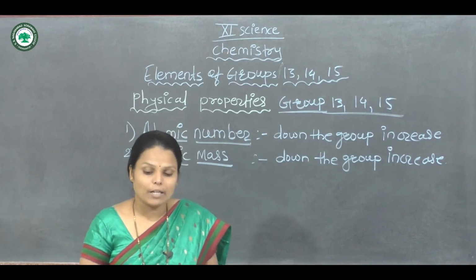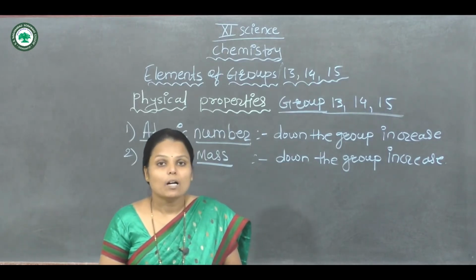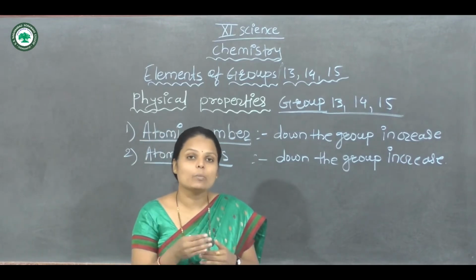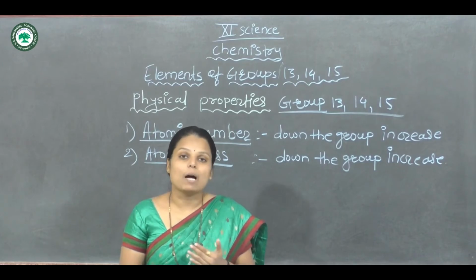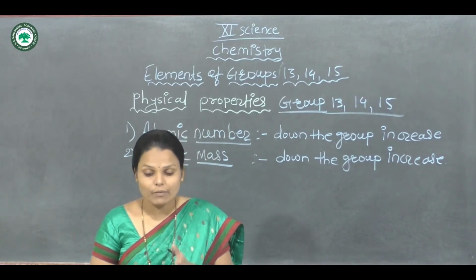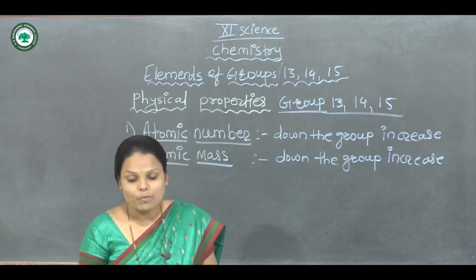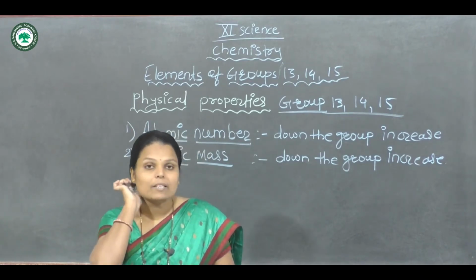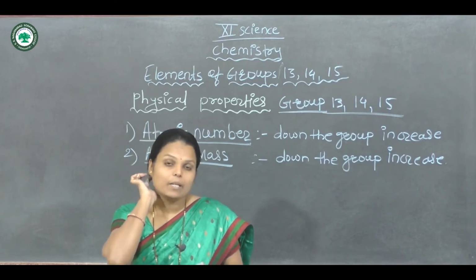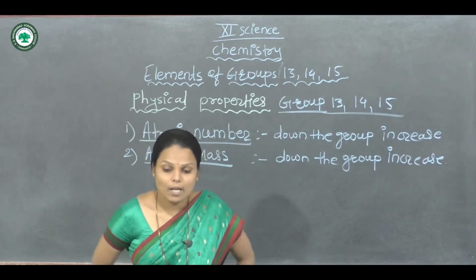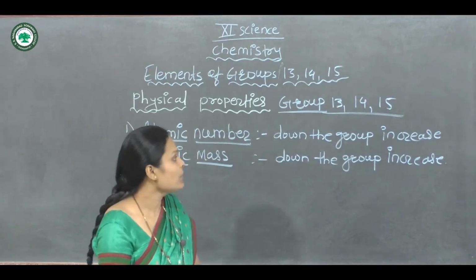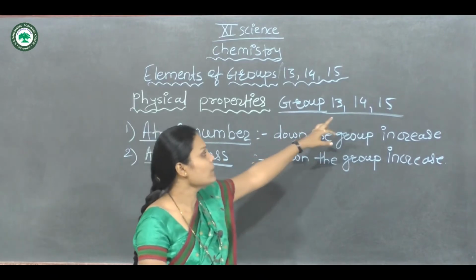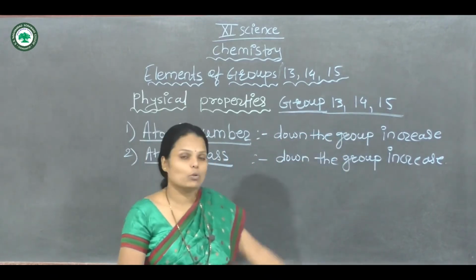Then phosphorus is 30. Then the next element is tin, it's 74, because its atomic number is double and its mass is present. Now 74. And arsenic is 33, its atomic number, and its mass is 74. And antimony, its atomic mass is 121. This means that down the group, atomic mass increases. For all of these groups 13, 14 and 15, atomic mass increases down the group.